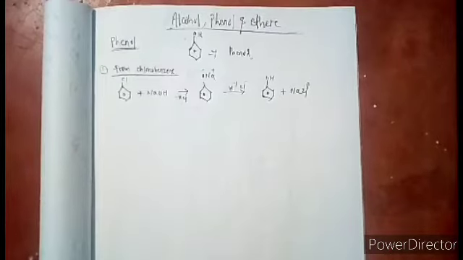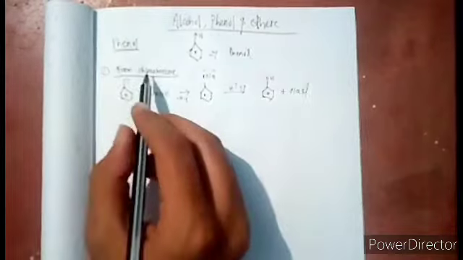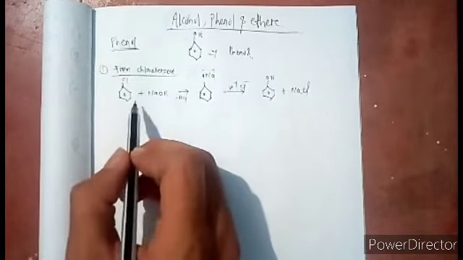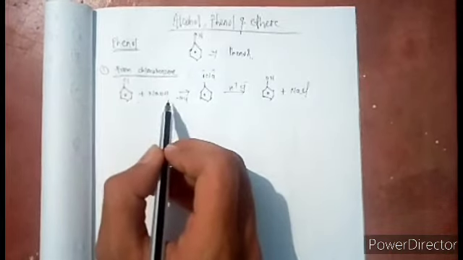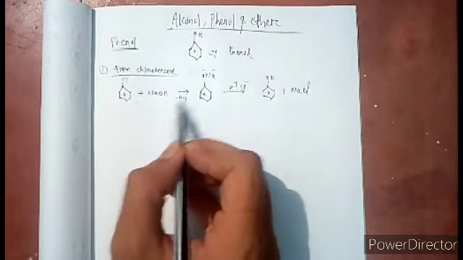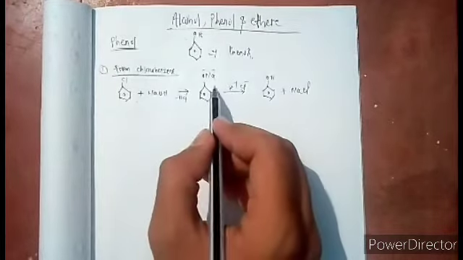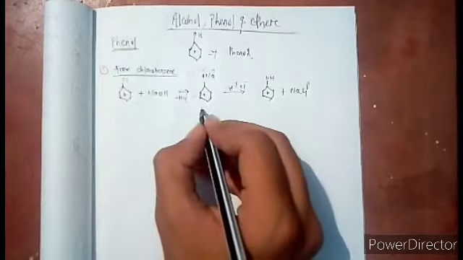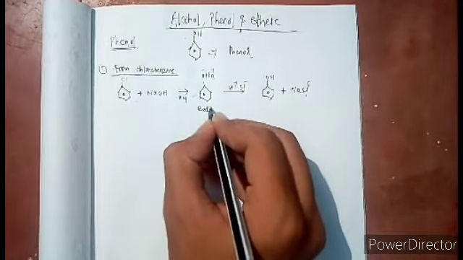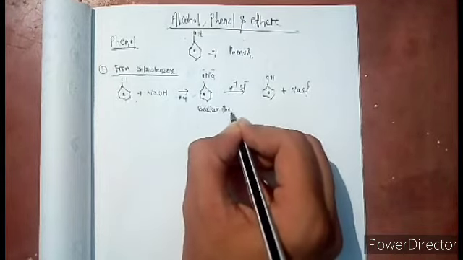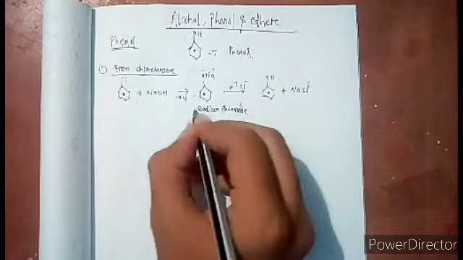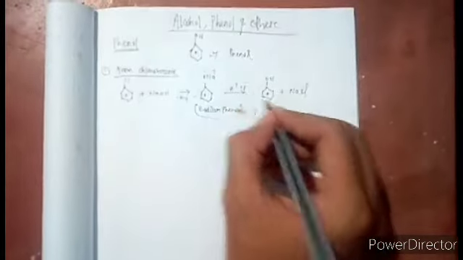Then the first preparation, that is the first reaction, from chlorobenzene. When chlorobenzene reacts with sodium hydroxide, with the removal of hydrogen chloride, it results in sodium phenoxide. Then it again reacts with HCl, resulting in phenol.